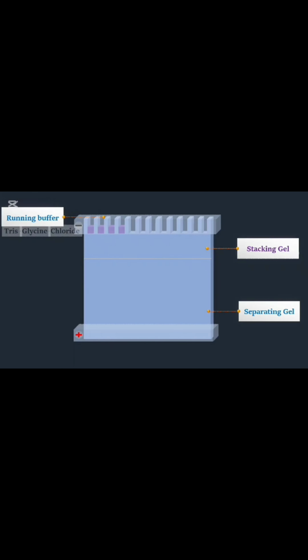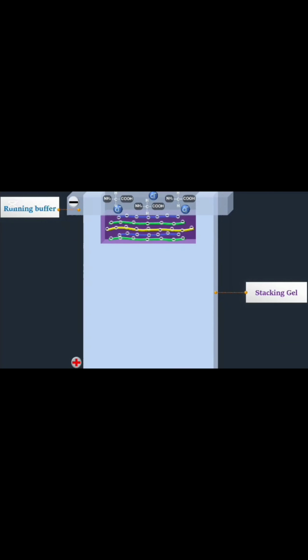The stacking gel is used to ensure that all the proteins arrive at the separating gel at the same time, because the gel wells are around 1 cm deep. So, in the absence of the stacking gel, the proteins will all enter the separating gel at different times, resulting in very smeared bands. As we have seen previously, the running buffer consists of glycine and chloride ions. So in the sample well, we will have protein, chloride ion, and glycine.